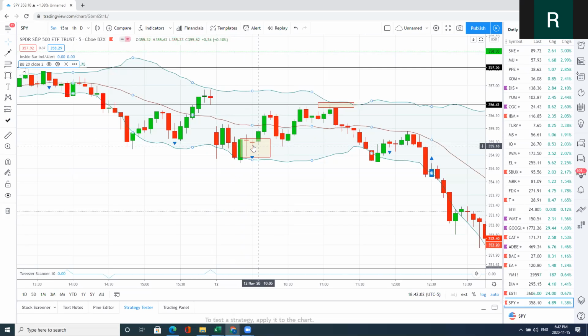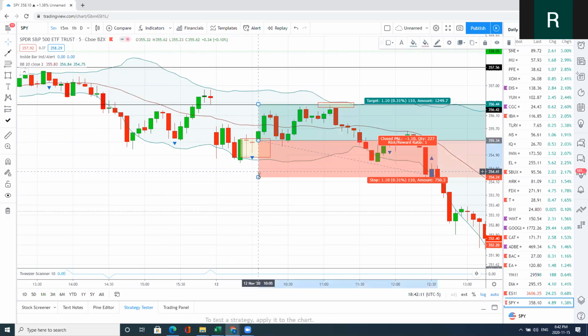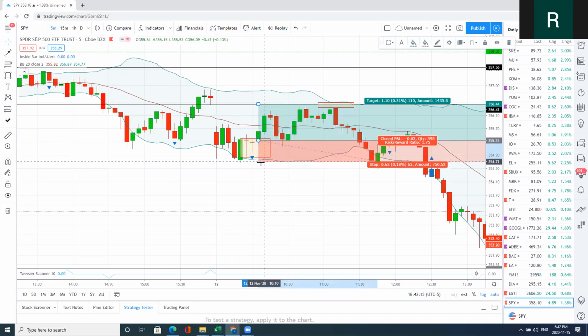We have another inside bar. So this was one that I took during the week as well. And then we can easily just get in long right above the inside bar. We'll put a stop below the bar, below the low of the day. It doesn't matter.